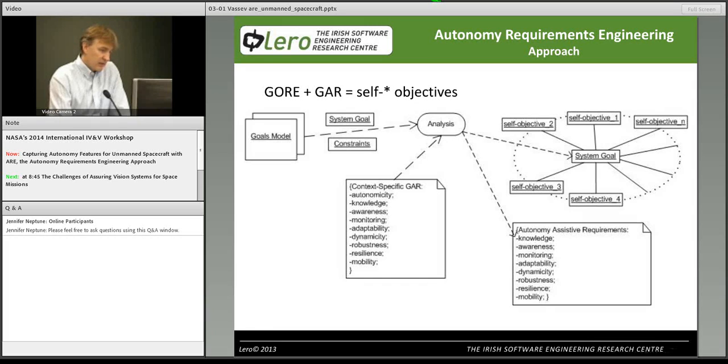And after the analysis process here, we derive the system goal, the original goal, but as I mentioned in the previous slide, supported by assistive goals, which we call self-objectives. So you can see here, this system goal is supported by 5 self-objectives. And also for each one of these self-objectives, we derive a concrete version of the generic autonomy requirements, which we call autonomy assistive requirements. So now knowledge has a more concrete meaning in terms of what you need to know in order to achieve this self-objective, or this one, or this one. The same for awareness, monitoring, and so on.